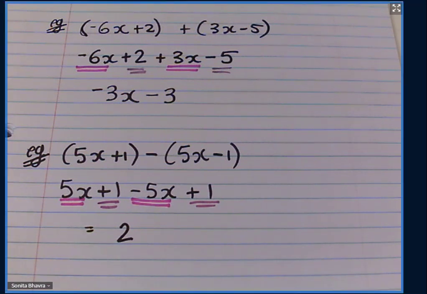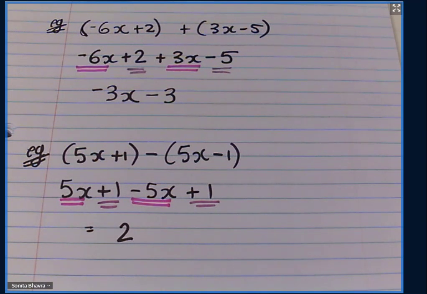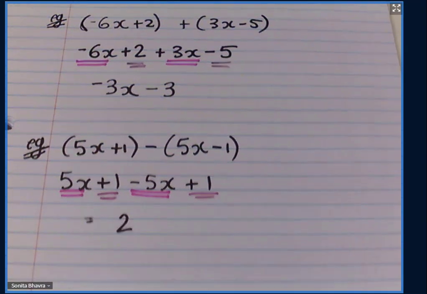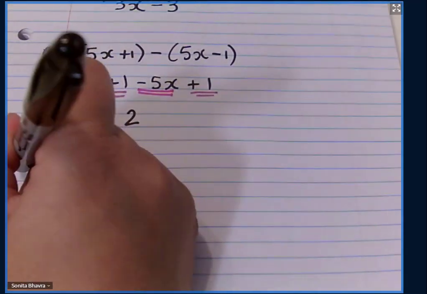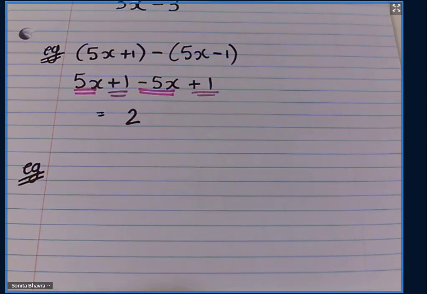Okay, so this was just a little bit of a review. The examples we're looking at today are going to have a number in front of the brackets. So what you've done in algebra before, we have to multiply everything inside of that bracket. So let's take a look at an example.